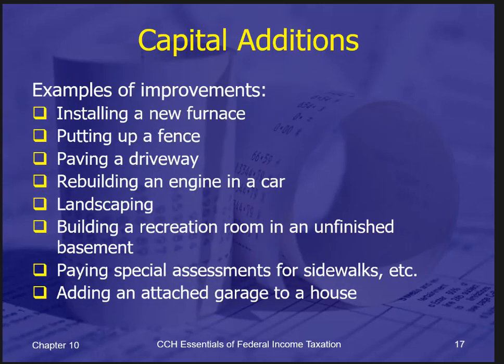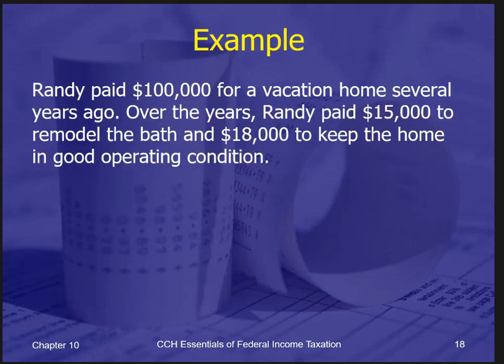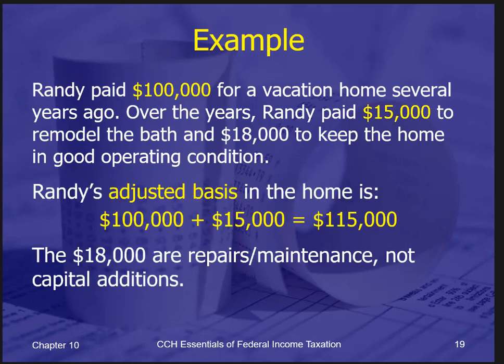So here's some examples that may be capital additions, have been found to be capital additions. So, $100,000 for the original home, $15,000 to remodel, $18,000 to keep the home in good operating condition. We add in the $15,000, but not the $18,000 because it's maintenance. But $15,000 adds to the adjusted basis, as it is considered an improvement. Okay.